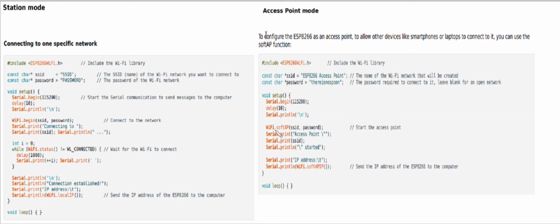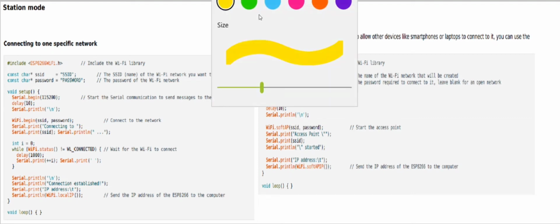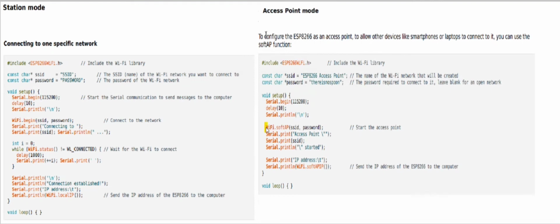But somewhere here, this one, WiFi.softAP, is the first difference between the two codes. So we will highlight that to make sure that we capture the difference. This is the code responsible for the soft AP function, and it starts the access point function of the device. Below, you will see the expected code lines.